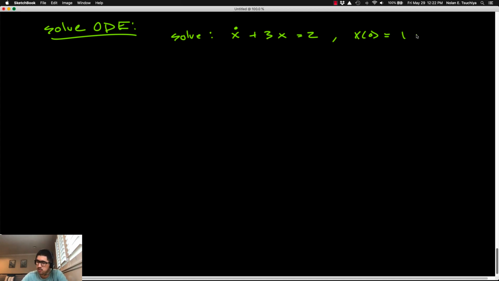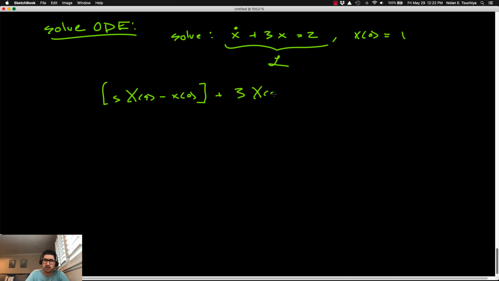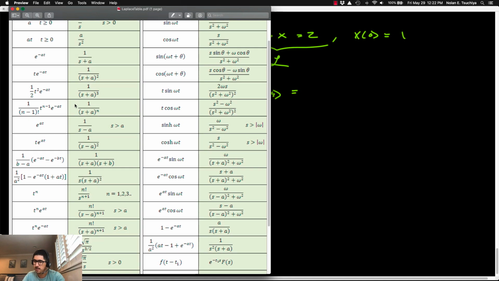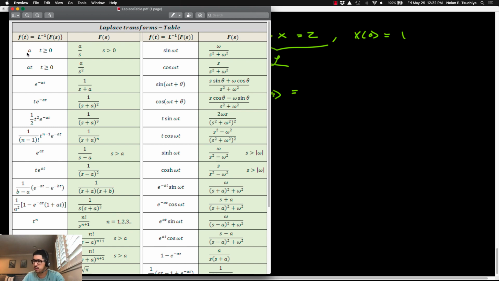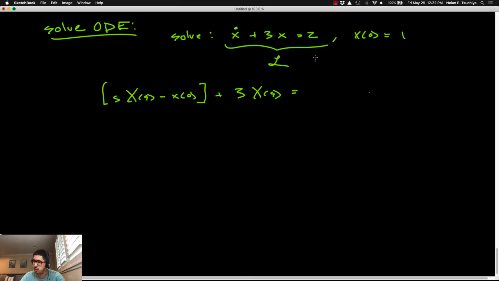So jumping into the S domain requires us to take the Laplace transform of both sides of the differential equation. Okay, so just like before, the Laplace transform of x dot, that's going to be s times big X of s minus the initial condition in the time domain. That is the Laplace transform of x dot. The Laplace transform of 3x, well, that's just 3 times big X of s. And then on the right-hand side, we've got the Laplace transform of a constant value 2. Remember that the Laplace transform of a constant function of time, a, is a over s. So in this case, the right-hand side of the equation should look like 2 over s.